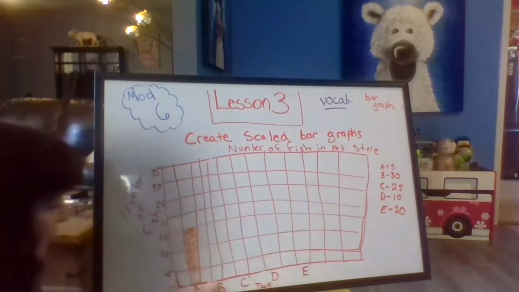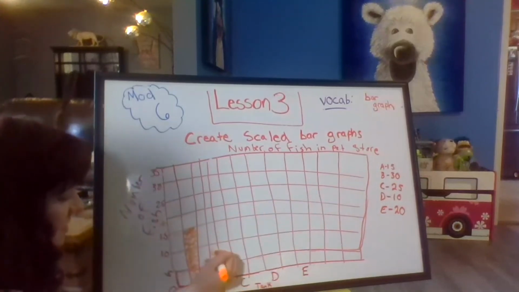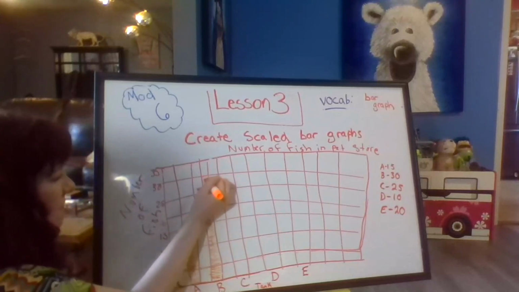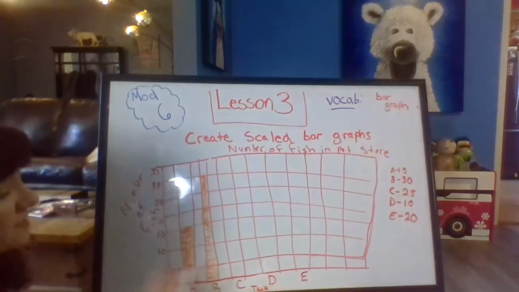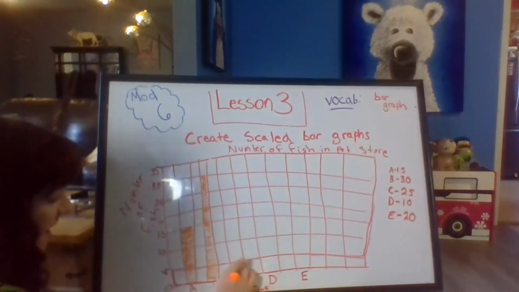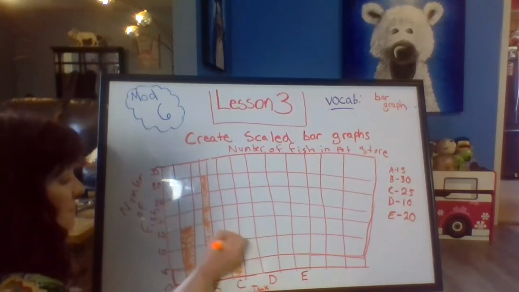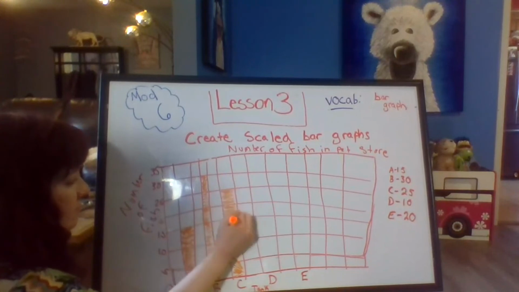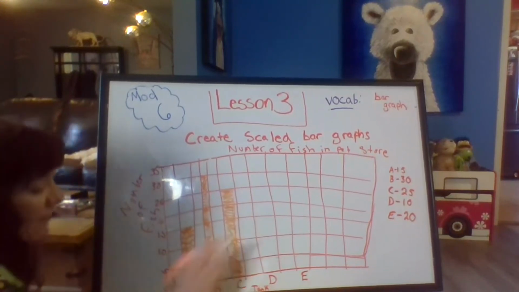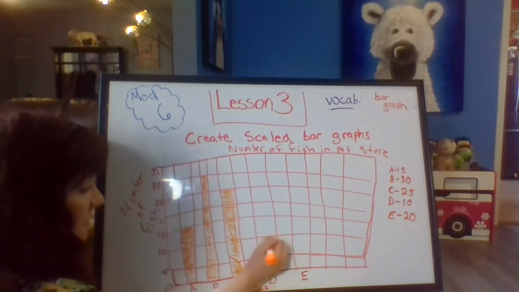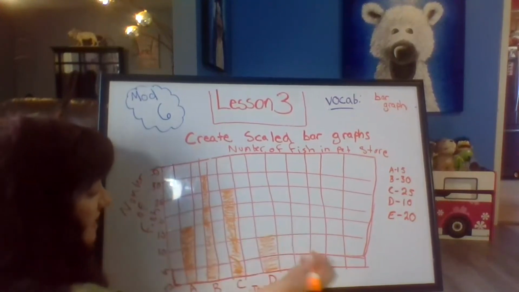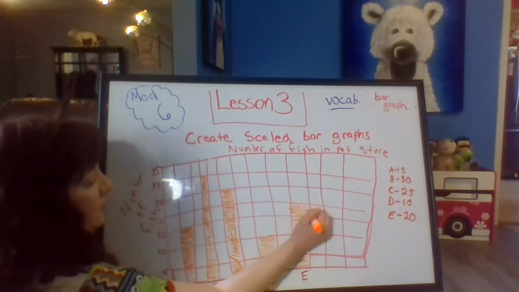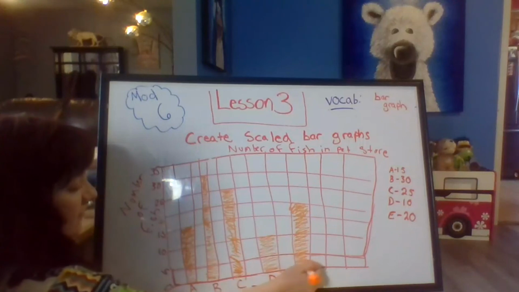Tank B, there's 30. So 5, 10, 15, 20, 25, 30. For C, there are 25. 5, 10, 15, 20, 25. For D, I have 10. 5, 10. And for fish tank E, there's 20. 5, 10, 15, 20. So keeping in mind the things that I've labeled.